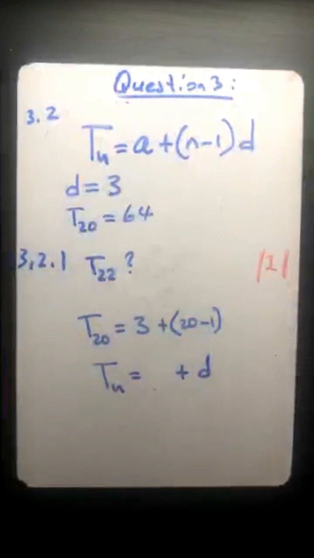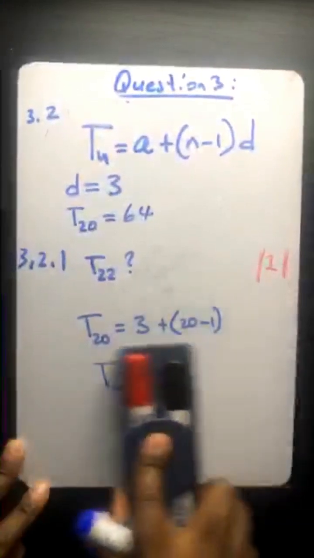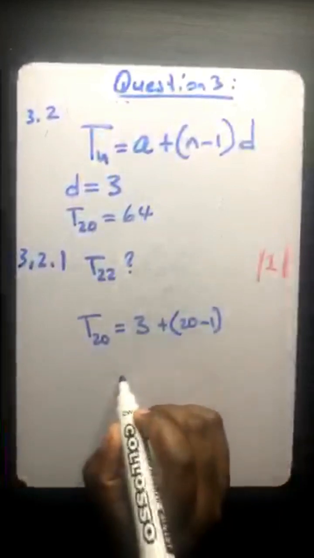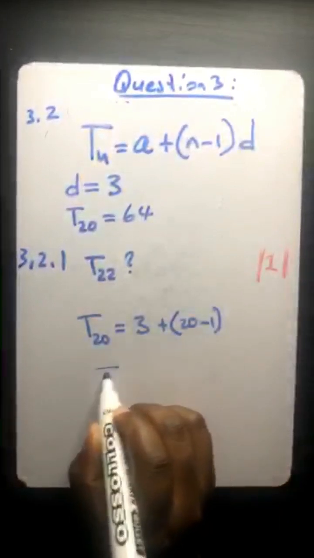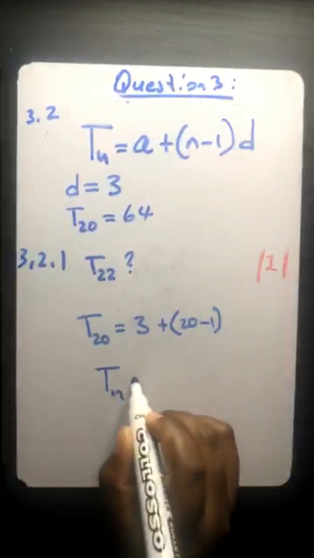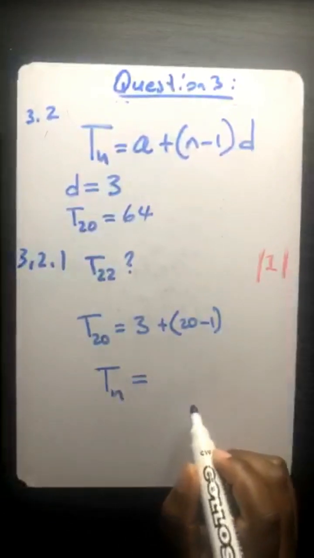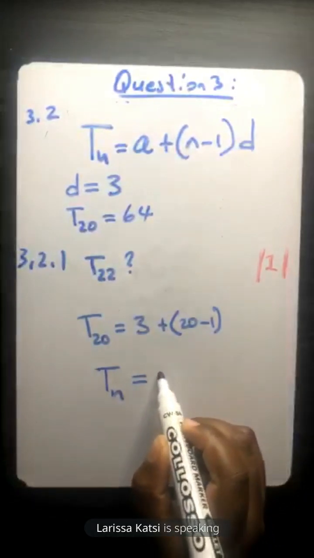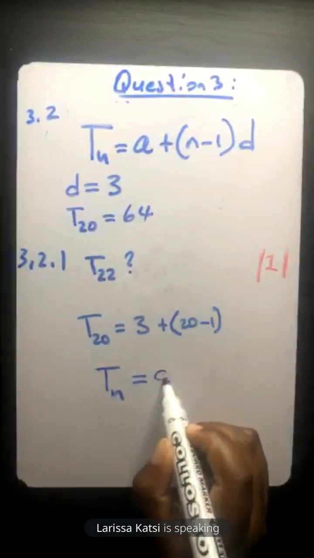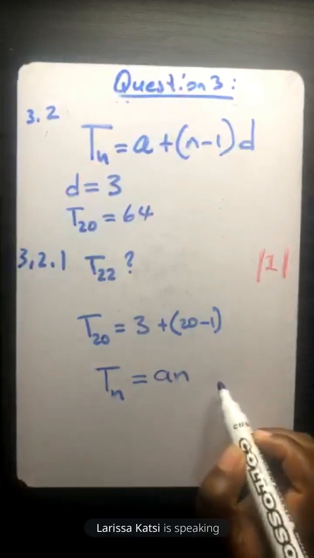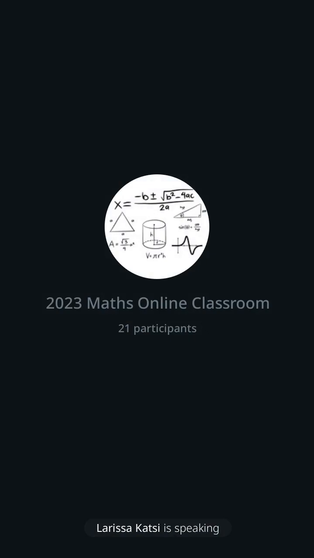Wait, guys. Larissa is breaking. I'm not sure if there's someone who can clearly hear what she's saying. Larissa, I want that general formula. I think you're onto something. You say Tn is equal to what? A times n, an, plus b. Plus b.